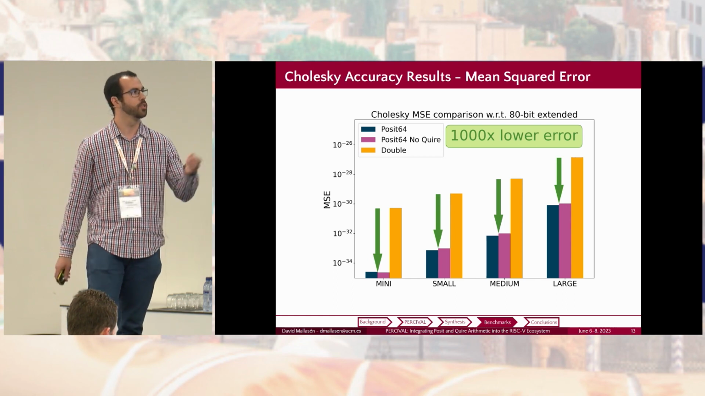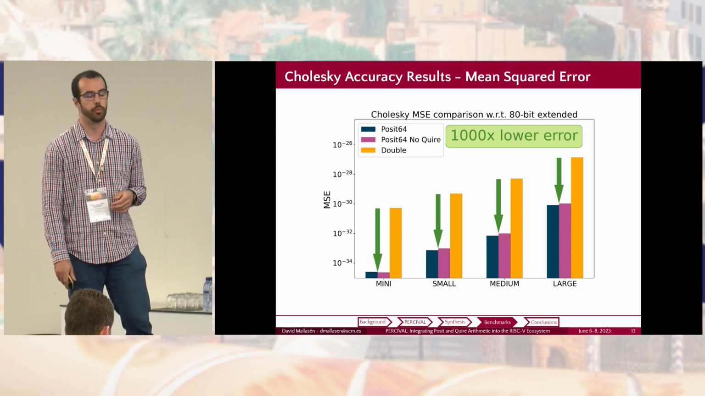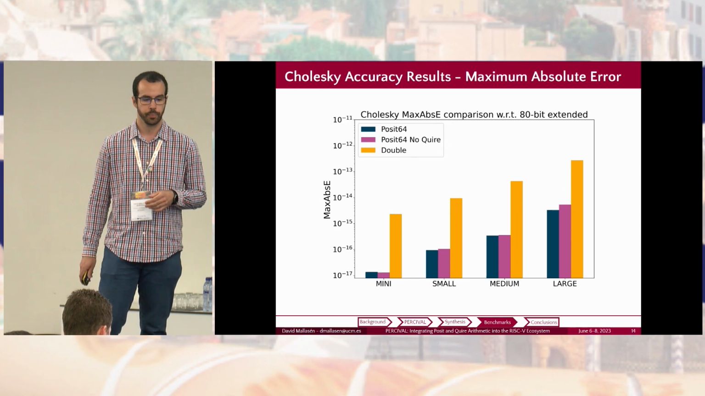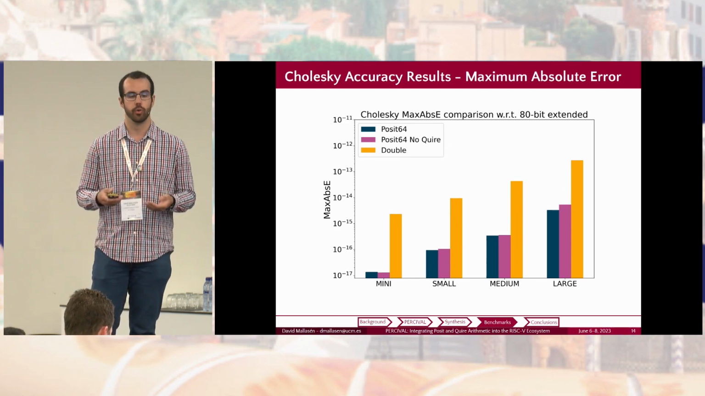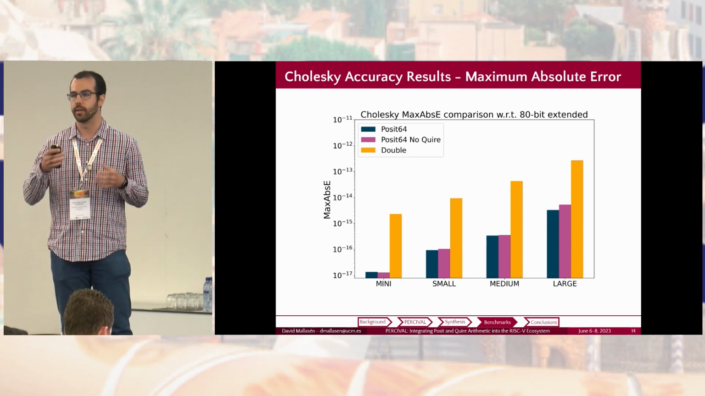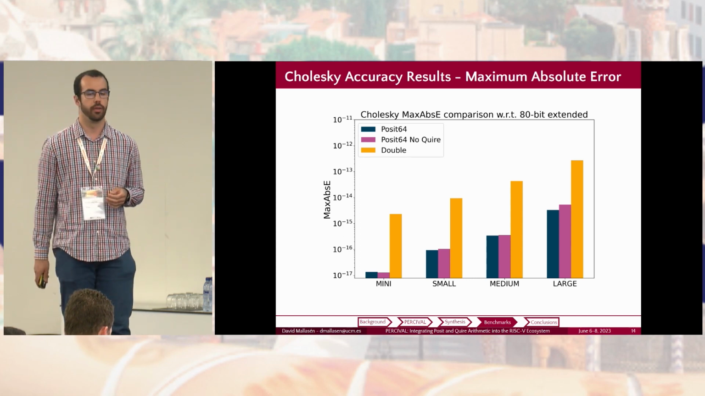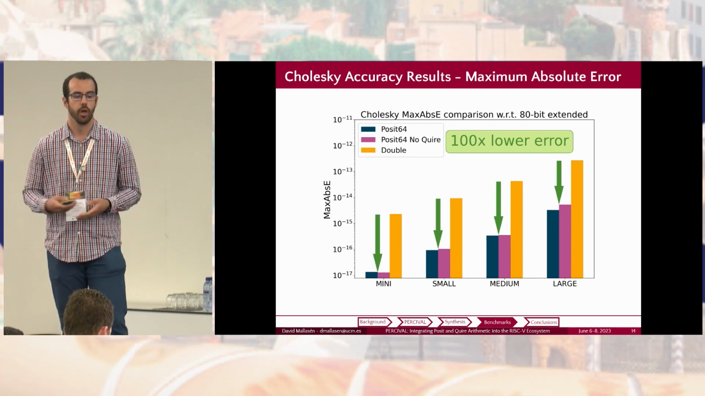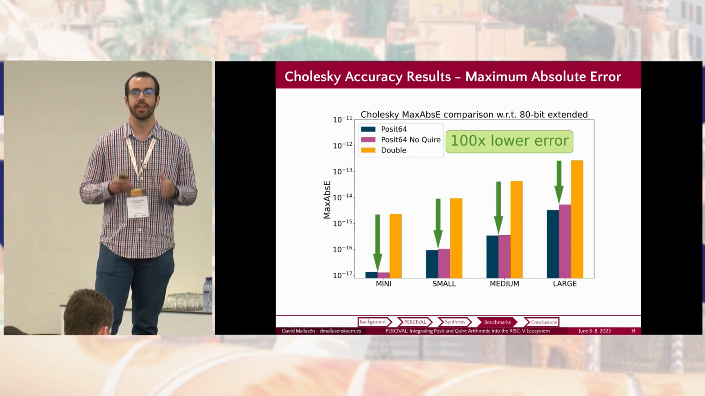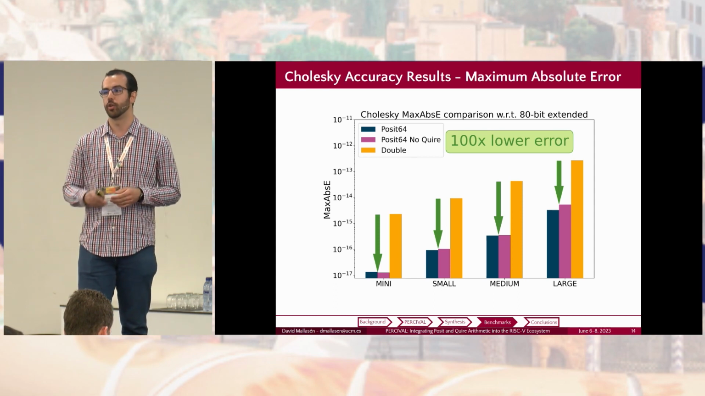This is the same graph as before, but for the Cholesky matrix decomposition as before. And now looking at the maximum absolute error, so how accurate are every output of the algorithm, we saw that we also got around 2 orders of magnitude lower error in every single value of the output.